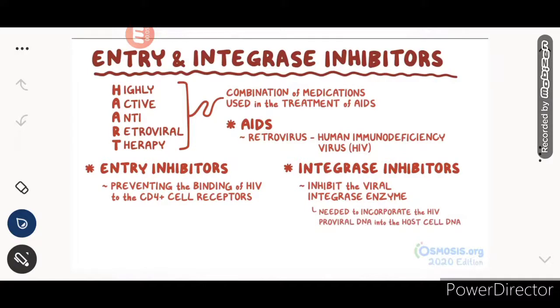It's Conceptual. So today we're gonna start the last part of this antimicrobial pharmacology unit. That is the antiretroviral drugs, specifically for the HIV virus, or we can say the human immunodeficiency virus that is causing AIDS.